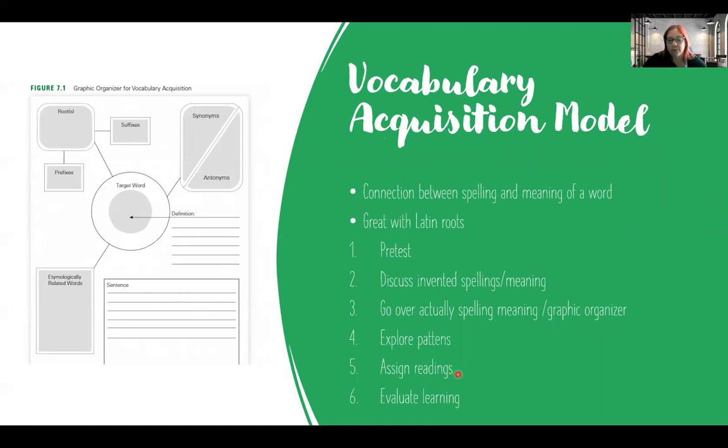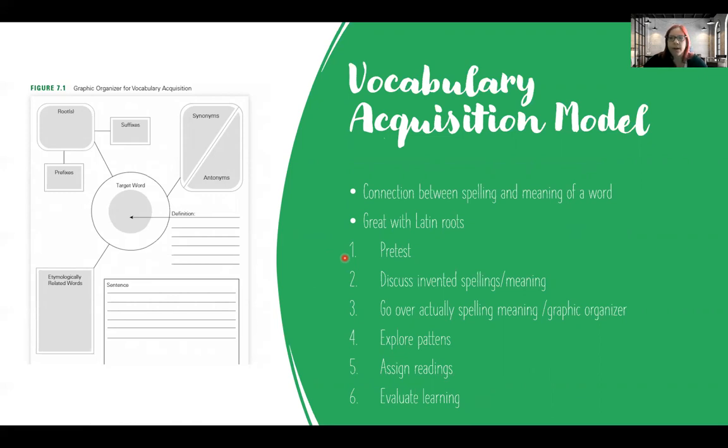And then finally, you evaluate their learning. This model I would not use for my basic everyday words, but if I was introducing a new unit, let's say on measurement or on social studies with some of those complex vocabulary, I might use this model for that.